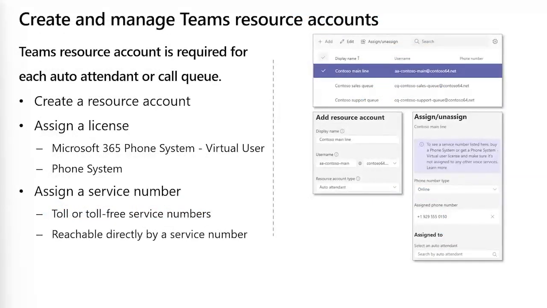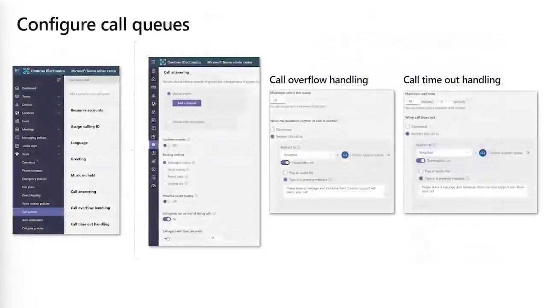We need Teams resource accounts for each auto attendant or call queue. There is a virtual user license we can assign. And we need service numbers for toll or toll-free service. We're looking at a screenshot of the Teams Admin Center to do those tasks. We can configure call queues as well.